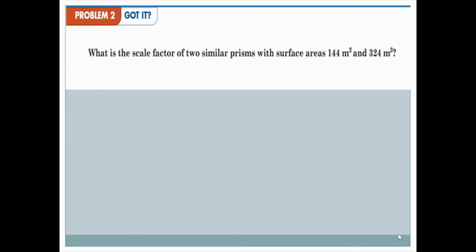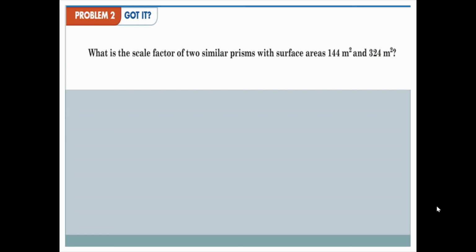Let's answer Got It number 2. Got It 2 question: What is the scale factor of two similar prisms with the surface areas 144 square meters and 324 square meters? Look at the given. The given are in areas. So what ratio will we use? Is it for area or for volume? Yes, and that is for area.